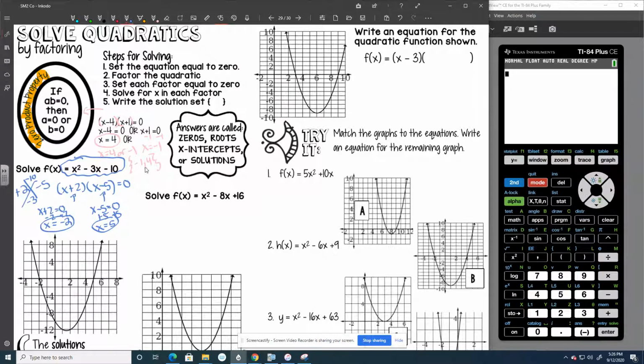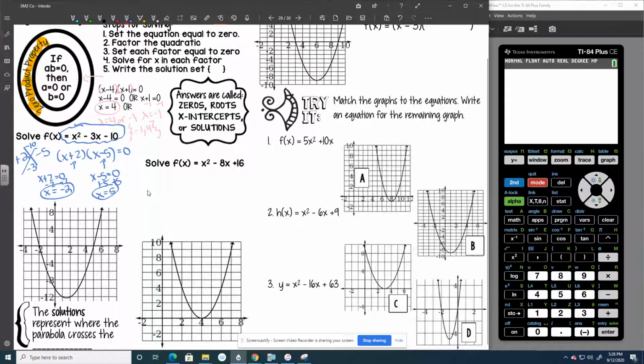Now remember what that looks like on a graph is that's where I cross my x-axis. Okay, that's why we call them x-intercepts. Or there's a couple of other phrases up here that you're going to want to remember. These solutions are called x-intercepts. They're called roots. They're called zeros. Or we just call them the solutions. Okay, so right here, x is 5.